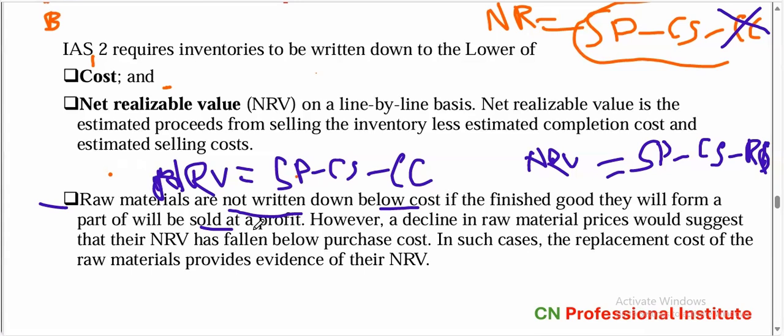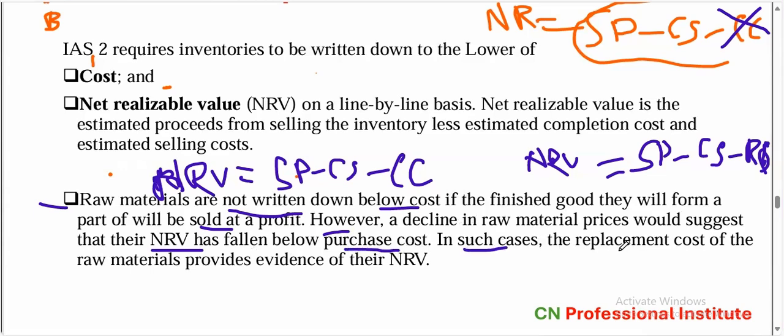Even if the selling price of the raw material is low, so far as the finished goods that these raw materials form part of will be sold at a profit, we don't have to write down the raw material below cost. Very, very important, right? However, a decline in raw material prices will suggest that their NRV has fallen below the purchase cost.